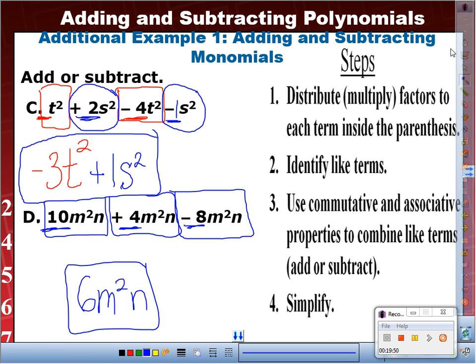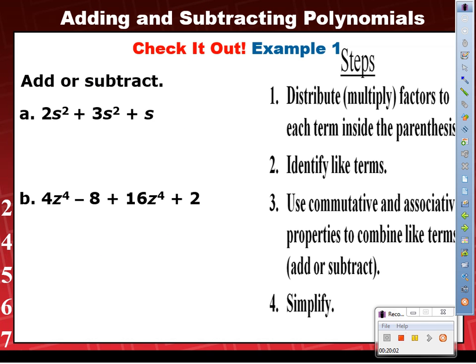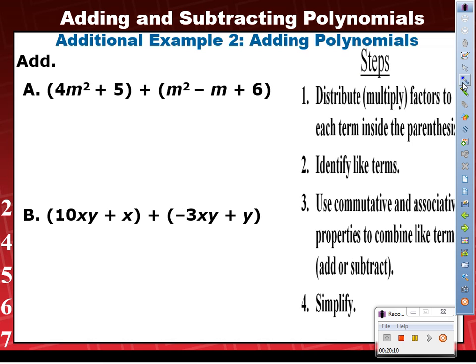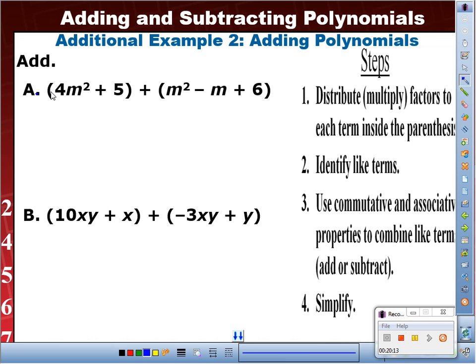Now check this out. In the homework, you're going to get something like this next one. Watch. Copy these, please. Example 2A shows parentheses 4m squared plus 5, close parentheses, plus, open parentheses, m squared minus m plus 6, close parentheses. And for B, I want you to skip maybe 2 lines for A. And then for B, we got parentheses 10xy plus x, close parentheses, plus, open parentheses, negative 3xy plus y, close parentheses. Copy that, and then I'm going to go over those.